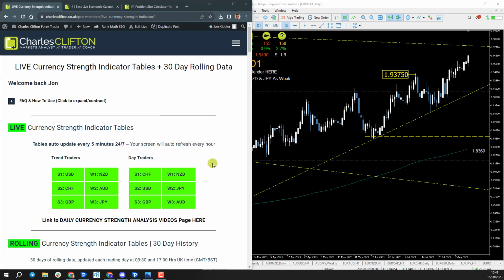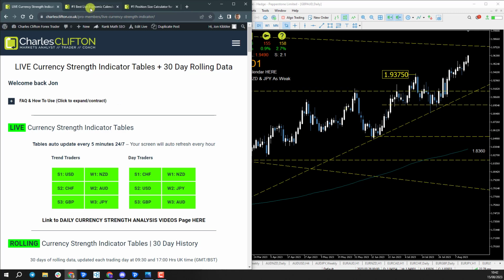August. Full table today. We can see that we've got a full board here. New Zealand, Swiss topping the table, so Kiwi still remaining the weakest currency on both tables at the moment. Dollars dropped down to S2 but still looks fairly strong, so we'll take a look at that market once again.